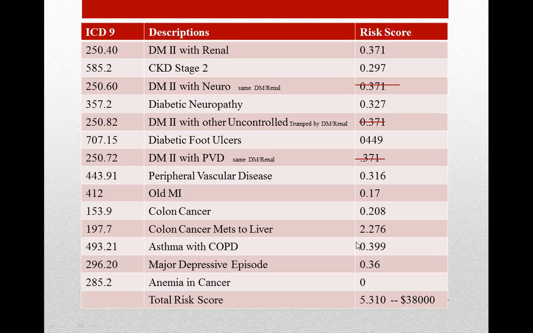Coding the asthma with COPD rather than asthma gets risk adjusted. The patient did qualify to have major depression. It wasn't situational depression. Anemia just doesn't get risk adjusted except for something like aplastic anemia. But now, $38,000 because our risk score is up to 5.3. So a couple of these patients you can see on a yearly basis and miss, and you can see where your expenditures are going to be well understated.